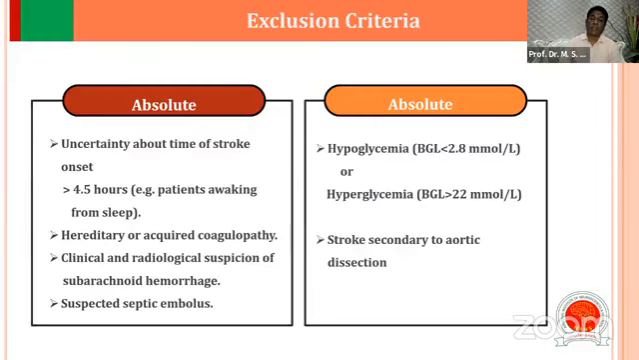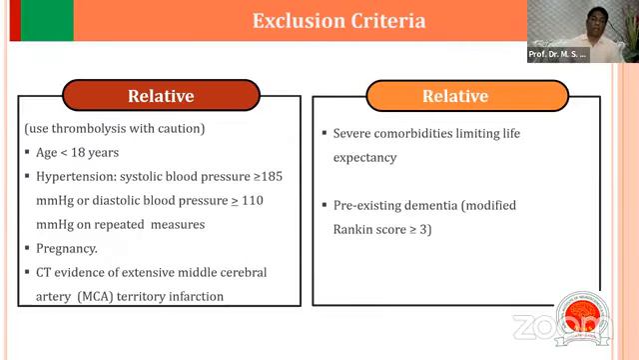The absolute exclusion criteria: stroke onset more than 4.5 hours, any coagulopathy, hypoglycemia that is less than 2.8, hyperglycemia more than 22, and age less than 18 years. Hypertension, that is systolic 185 or more, and diastolic more than 110. Pregnancy, severe comorbidity and dementia.